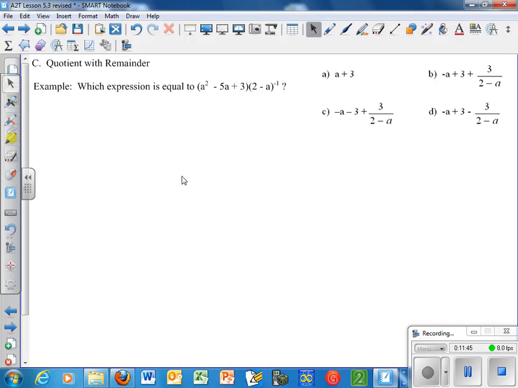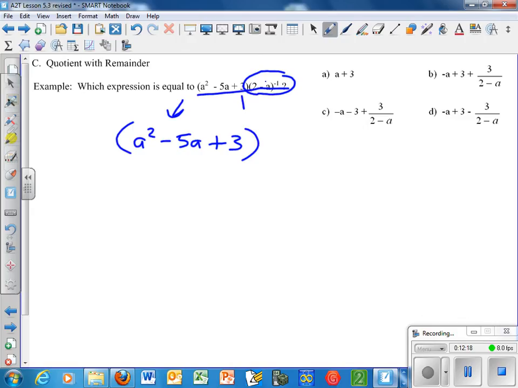Okay, now we're going to look at one with a remainder. Okay, so if we look here, first of all, what I want you to notice is we're taking a squared minus 5a plus 3, and it shows multiplication. It doesn't start out as division, but notice you have an exponent right here on this binomial of negative 1. We are going to rewrite this as a squared minus 5a plus 3, okay? That's on top. Remember, with a negative exponent, you move it down to the bottom part of the fraction. So we're dividing by 2 minus a, and that's going to be to the first power.